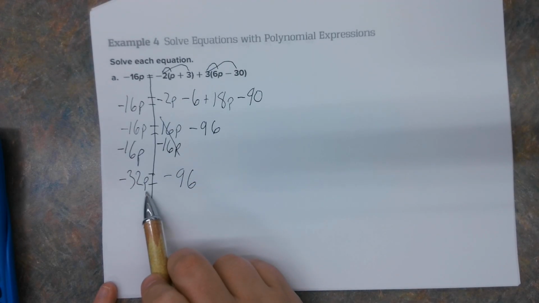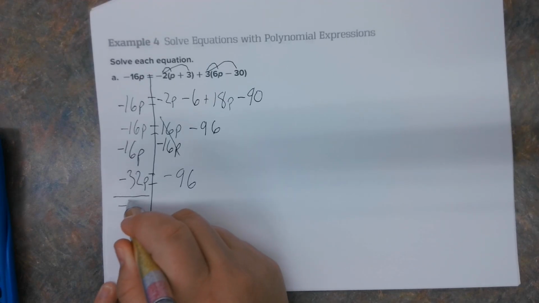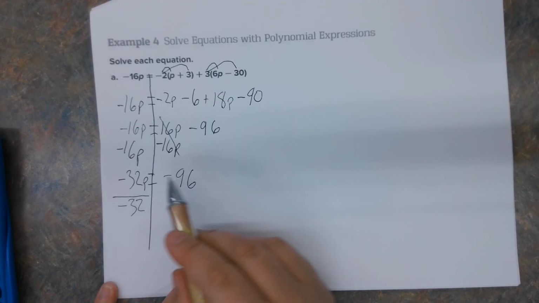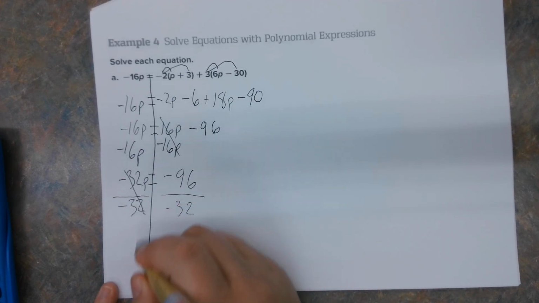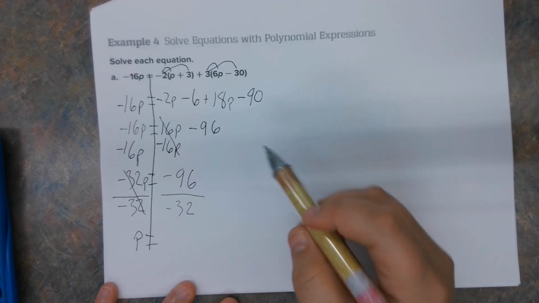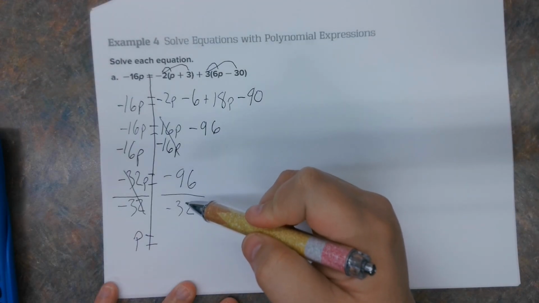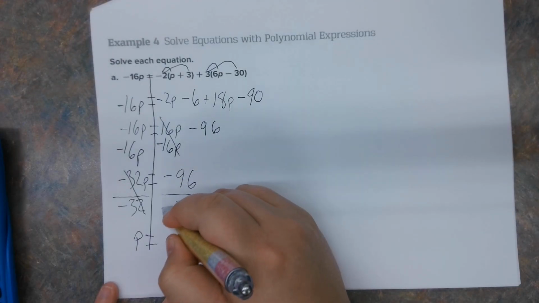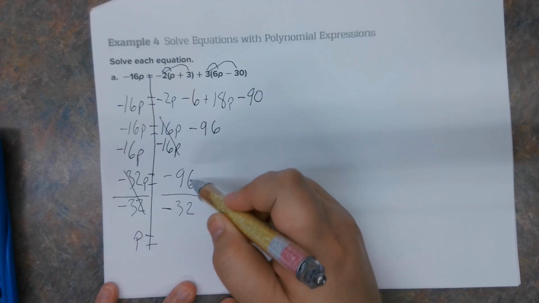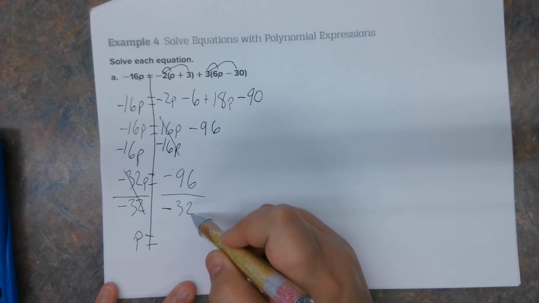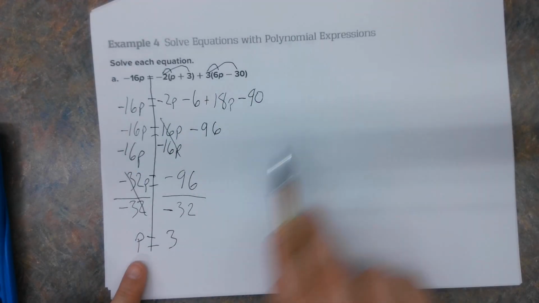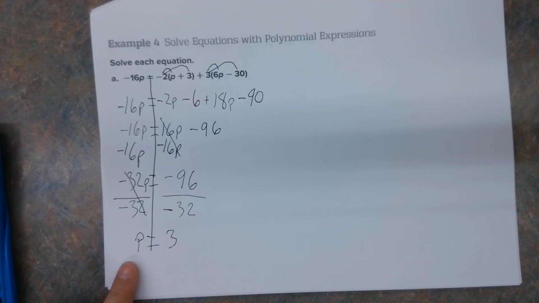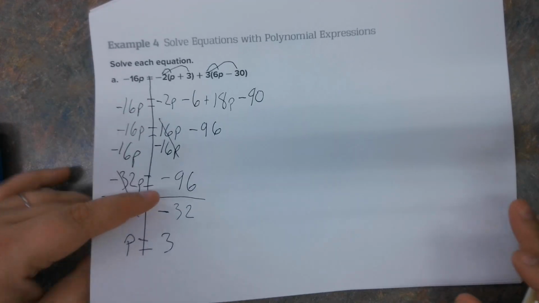Okay, I'm still trying to get p by itself. I'm going to divide by negative 32 because that's multiplication. This cancels and leaves me with just p equals negative 96 divided by negative 32. Type it in your calculator if you need to. Negative negative makes it positive. 96 divided by 32 is 3. Okay, so the answer to this whole thing, p equals 3. That was A. We're going to do it again.